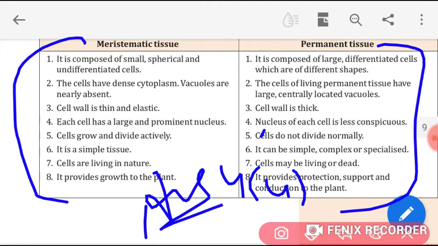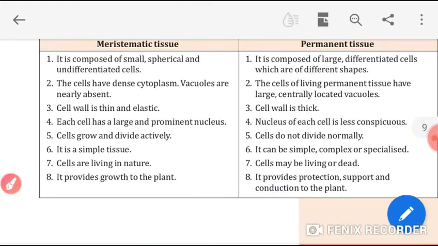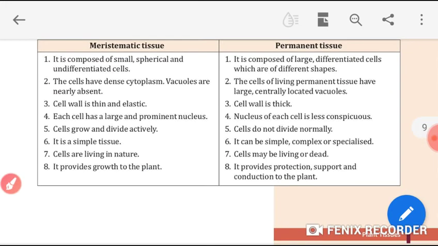Meristematic is a simple tissue. Permanent tissues can be simple, complex, or specialized. In meristematic tissues, cells are living in nature, while in permanent tissues, cells may be living or they may be dead. Meristematic tissues provide growth to the plant, while permanent tissues provide protection, support, and conduction to the plant. So students, now come back to your next question.